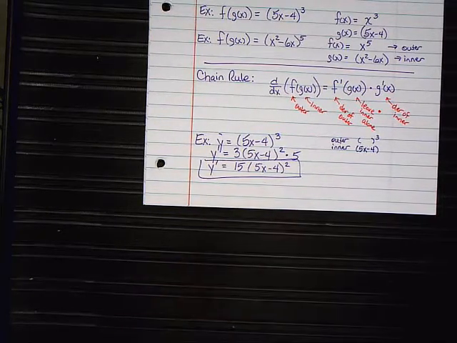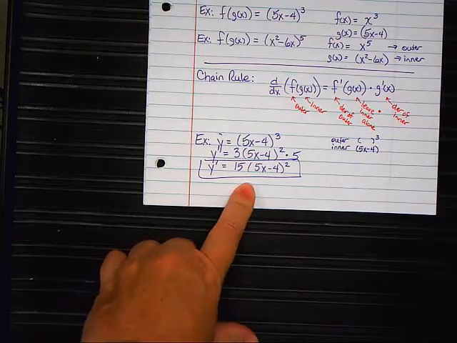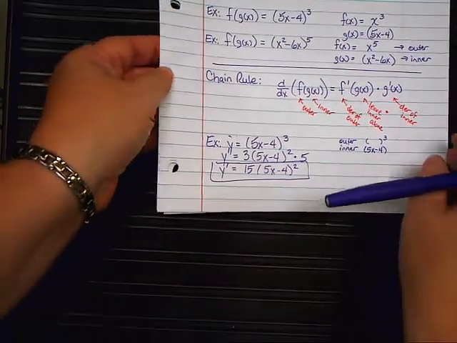So that's how you do the chain rule. Do you think you could do one that level of difficulty? I think so too. Okay, let me give you one to try. So let me go to the next page.